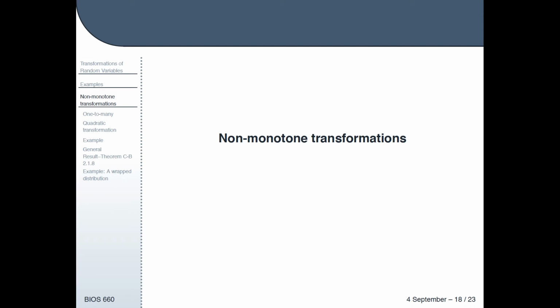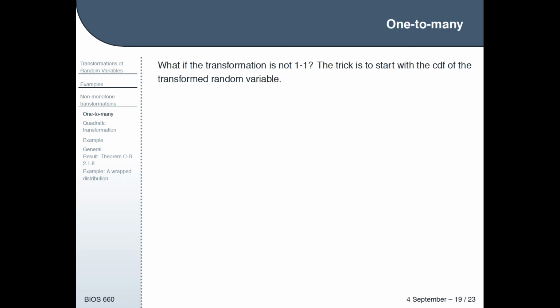And now we'll consider the slightly more complicated case where your transformations are not monotone. Let's say that you want to do a transformation that's not one-to-one. The trick here is to start with the CDF of the transformed variable. As an example, let's say that we have some continuous random variable x. We want to find the distribution of y, the absolute value of x.